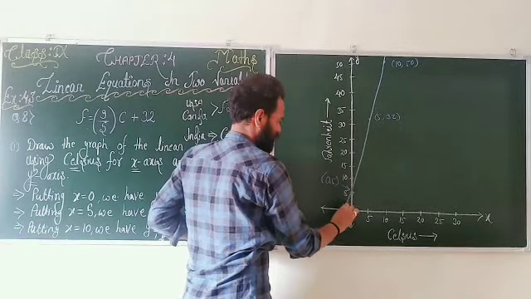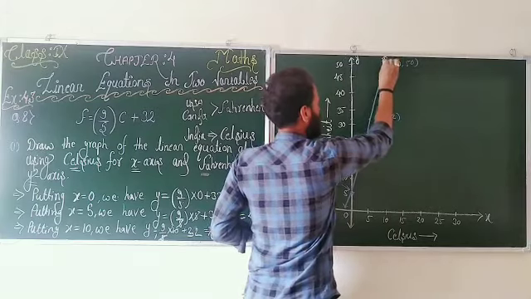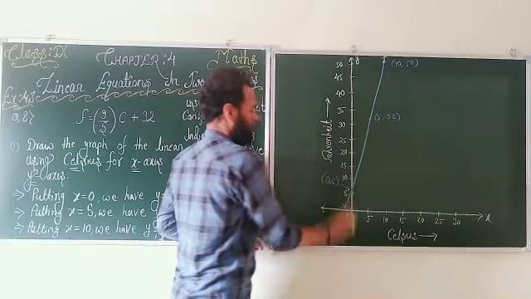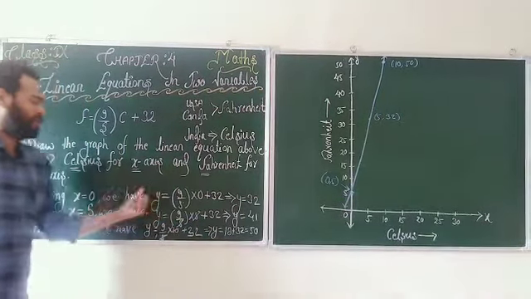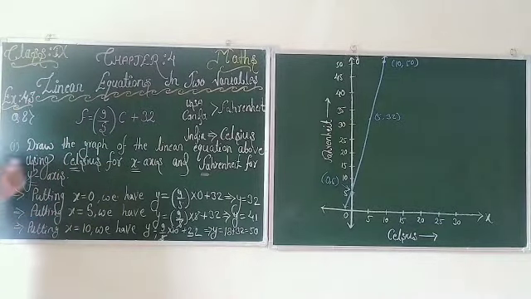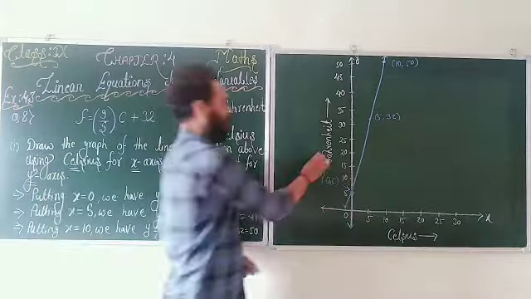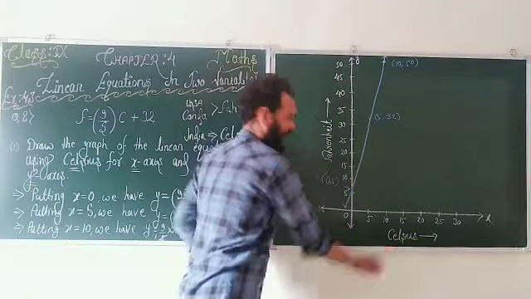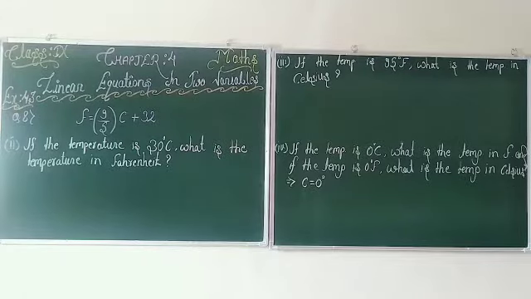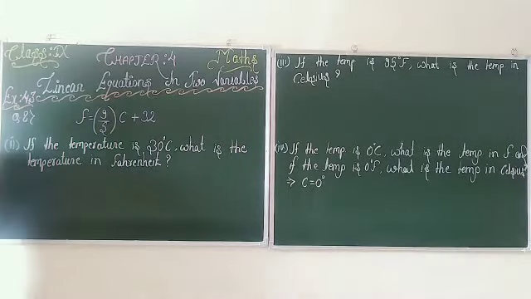So this is the graph for the given equation. This is the graph for the given condition and for the given linear equation in two variables x and y, where x is Celsius and y is Fahrenheit. Now see question number second of question 8. If the temperature is 30 degree Celsius, what is the temperature in Fahrenheit?